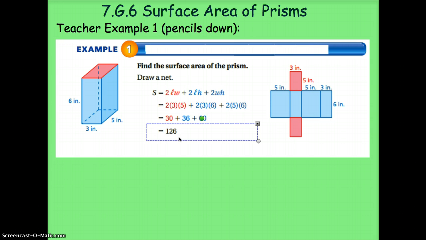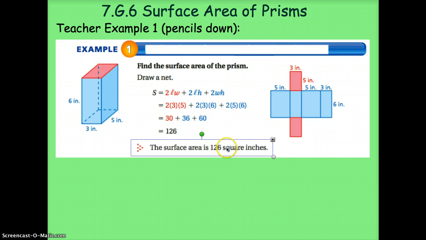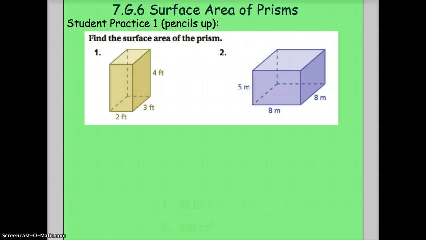Bear in mind that this answer would be incorrect because, as many of you already made the mistake of, we do need to include our units, and area is always squared. So it is 126 square inches, or we could do the inches with the little exponent of 2. So that's how we're finding the surface area of our prism: we turn it into a net, which means flattening it out, and then find the area of each of those rectangles. So go ahead and do so on your own right now. Press play when you're ready to see the results.